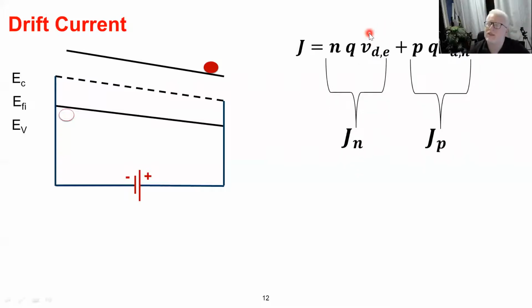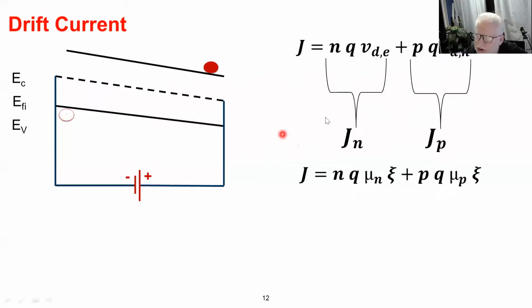Now, the current is a summation of two components. The first component is the current due to electrons, and the second component is the current due to holes. We can rewrite this equation, if you remember, my dear students, using the term mu, or the mobility. So we can say that J equals n q mu_n plus p q mu_p. Here we have the term mu_n and the term mu_p.